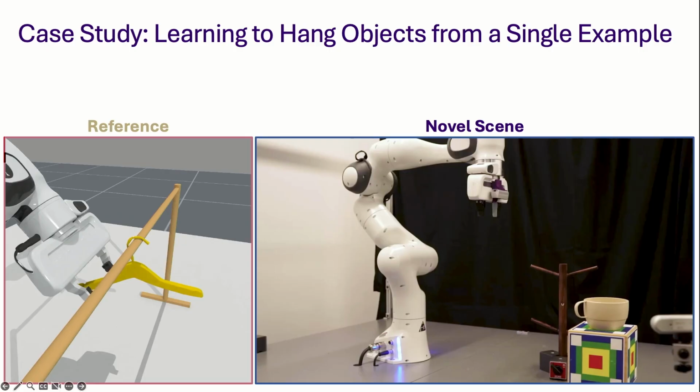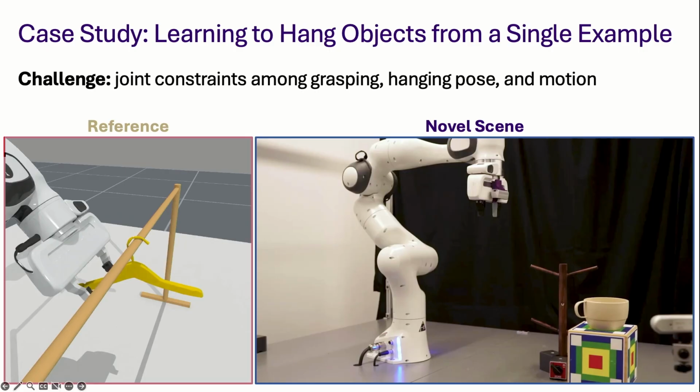So as I mentioned here, there are a lot of decision variables to be made, including the grasping pose, the hanging pose, and also the motion trajectory, and they're all interconnected with each other. So this means there's a joint constraint among all of them.